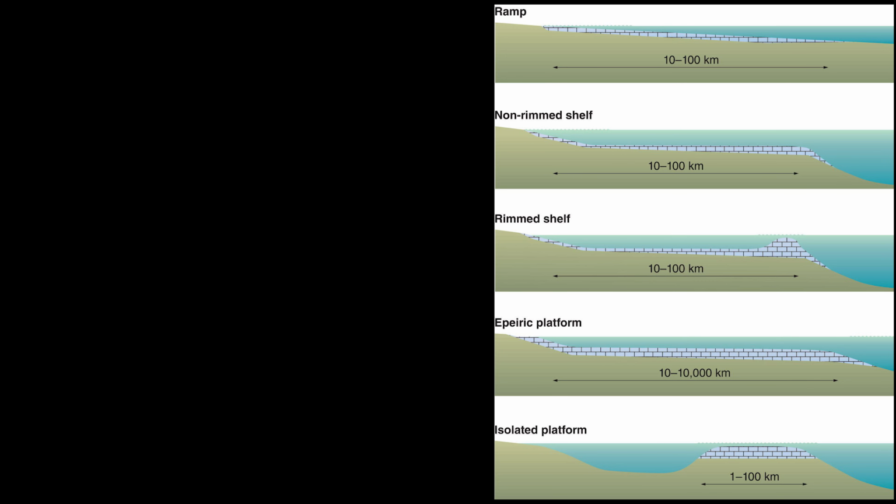Three morphologies of carbonate platform are therefore recognized. They may be flat-topped with a sharp change in slope at the edge, forming a steep margin, either as a rimmed or non-rimmed shelf, or they may have a ramp morphology, a gentle, typically less than 1 degree slope down to deeper water with no break in slope.